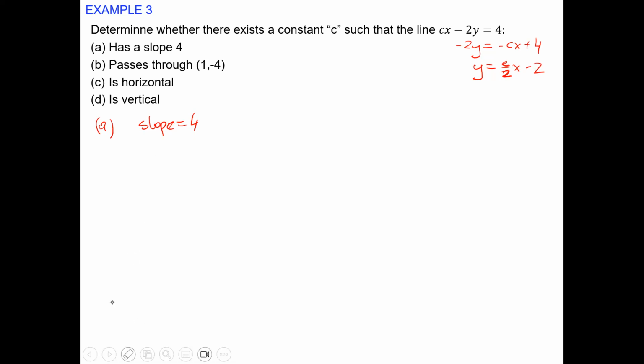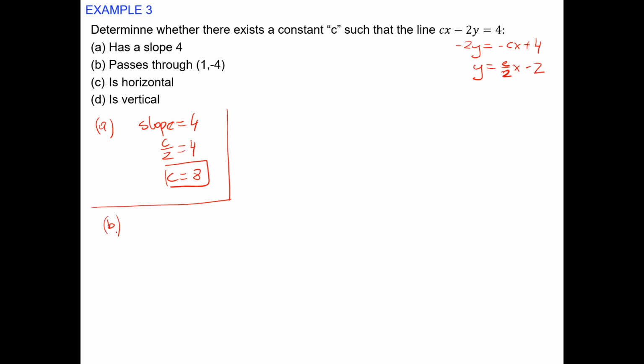That means c over 2, oh, too fast. Why am I not writing? c over 2 must be 4. Okay, no problem, we can solve it. If c is 8, then the slope is 4. Okay, that's when we do have a value. Slope is 4 if c is 8.